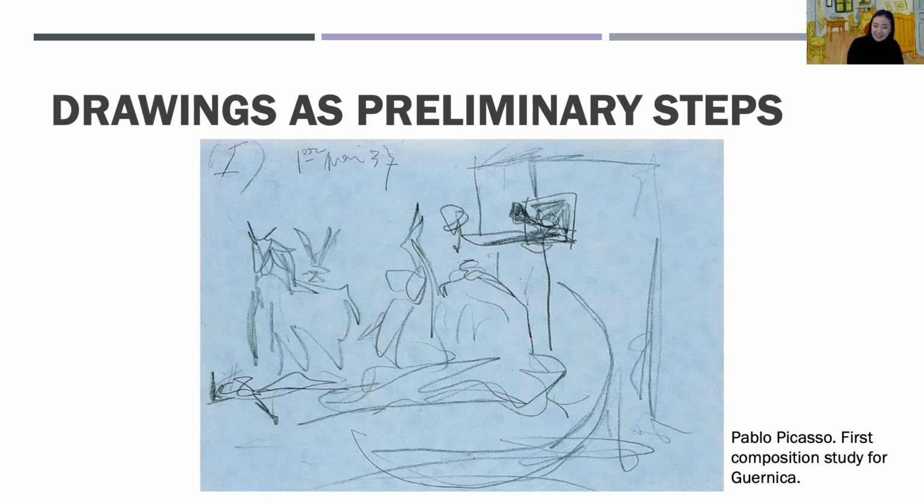So it's just an idea sketch with the scribble drawing lines, and nobody can assume what it's going to be. Now here is a hint on the bottom. Pablo Picasso, first composition study for Guernica. Do you remember the painting of Guernica by Pablo Picasso?